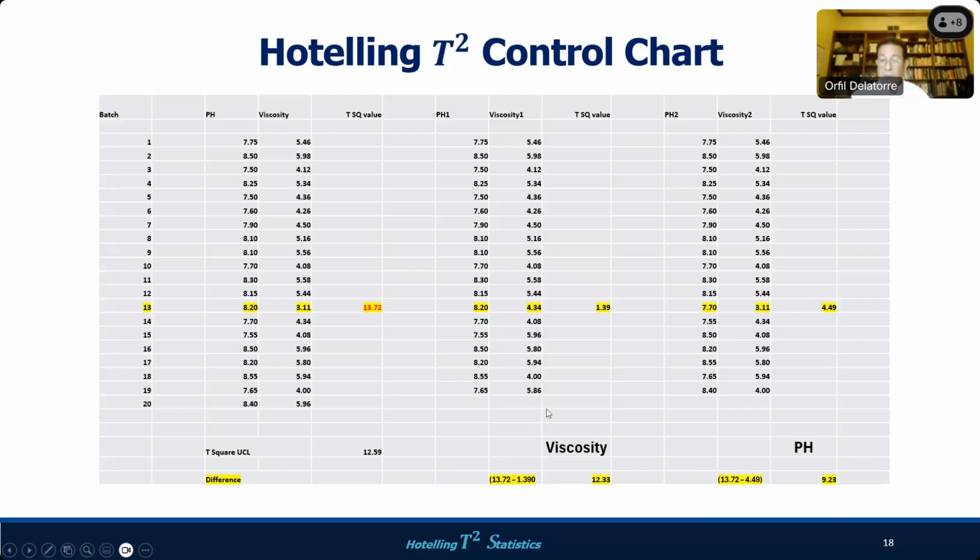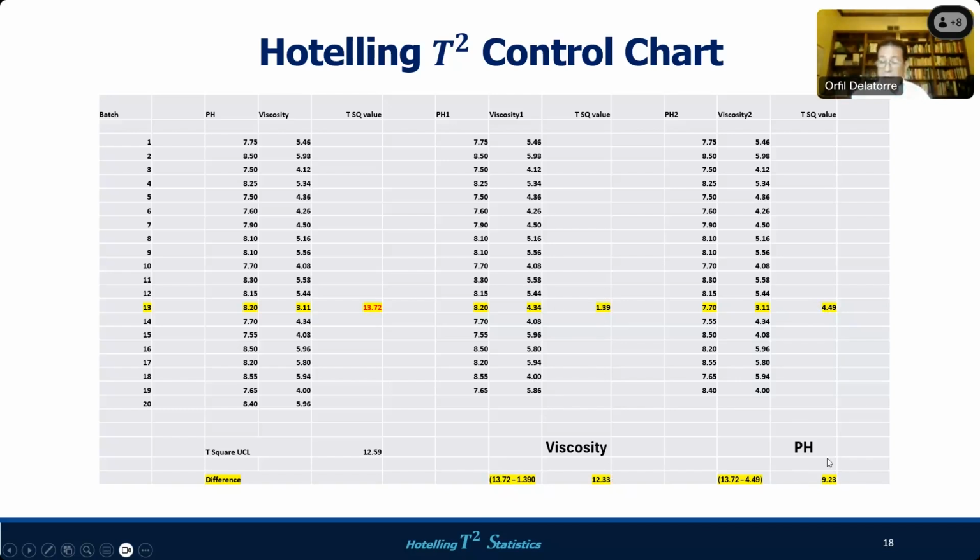Now what we need to do is to subtract this value from the original value. Okay, it's right here, 13.72 minus the 1.39, and the difference is 12.33. And then we go with the next one. Now 13.72 subtracting the 4.49, and it was 9.23.